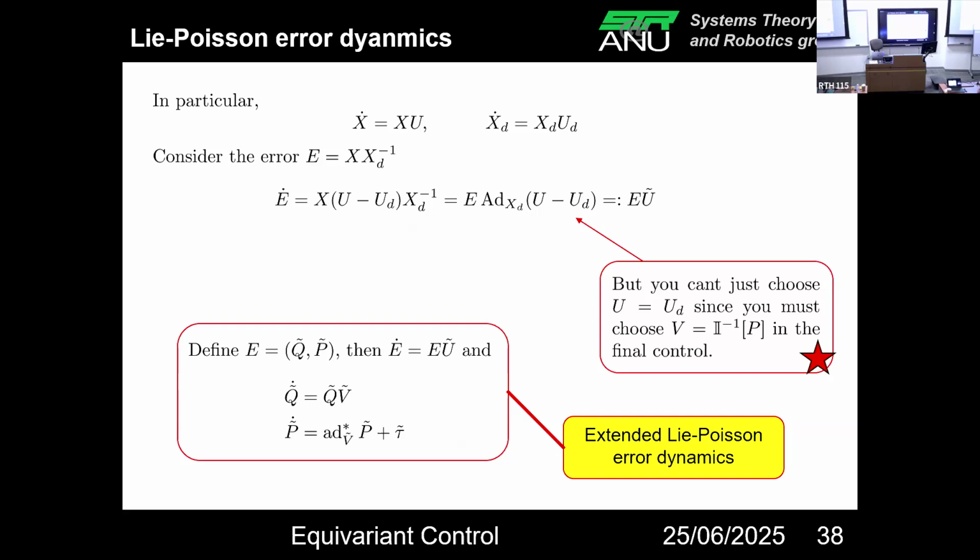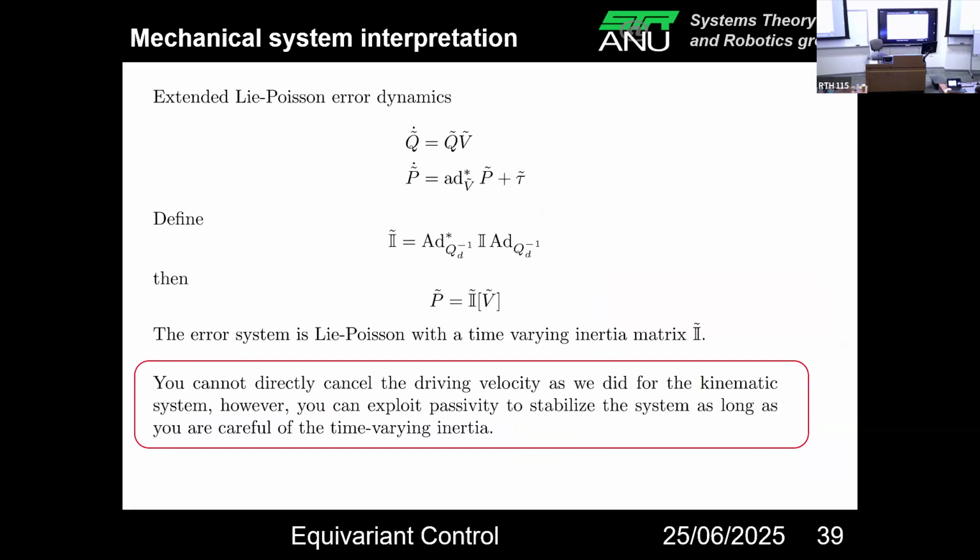However, E dot equals E U tilde is a left invariant system on this particular group. It's a Lie-Poisson system, okay? So I write it down as a Lie-Poisson system with these new variables, a V tilde variable and a P tilde variable that come from my E, and a U tilde variable that comes from up there, okay? So that system turns out not only to be extended Lie-Poisson, but actually a Lie-Poisson system with a time-varying inertia associated with the desired trajectory, okay?